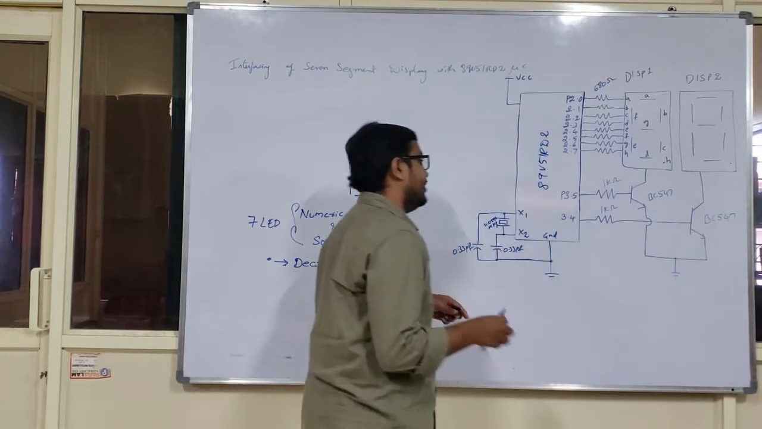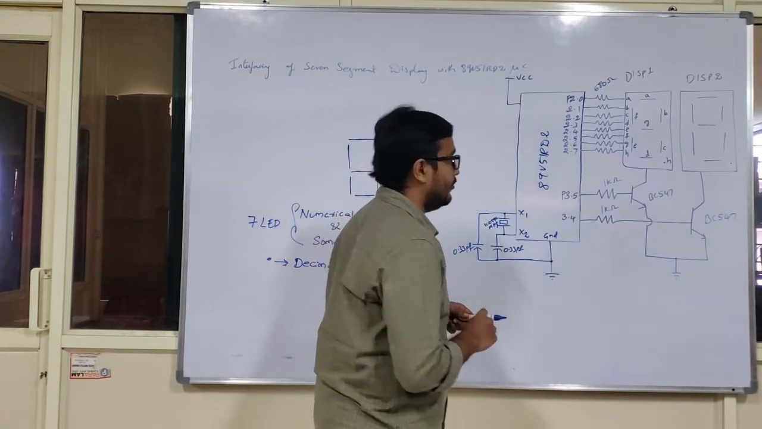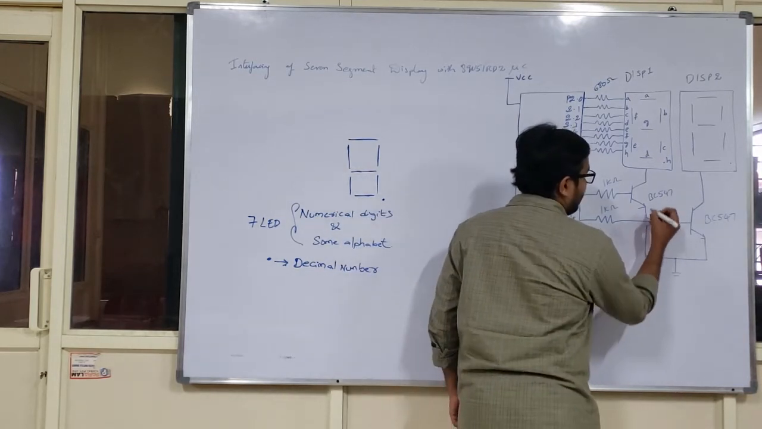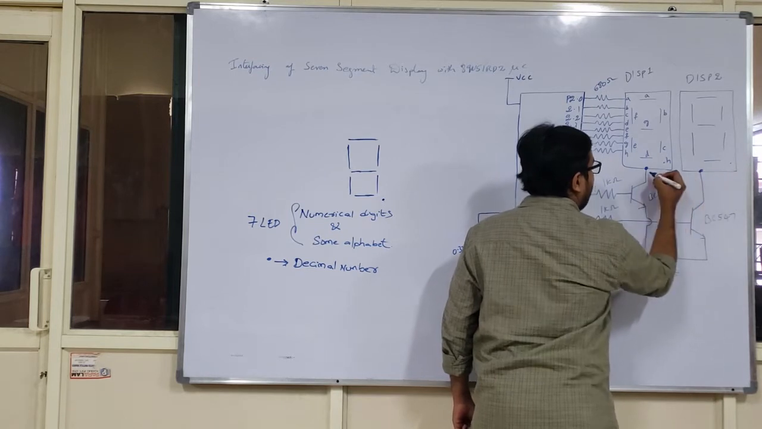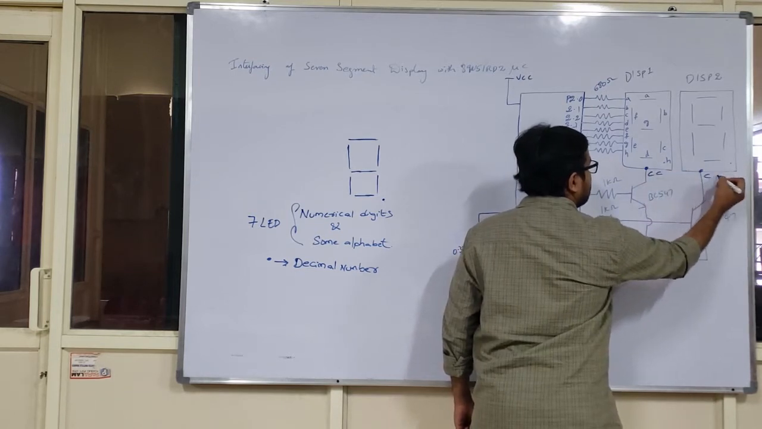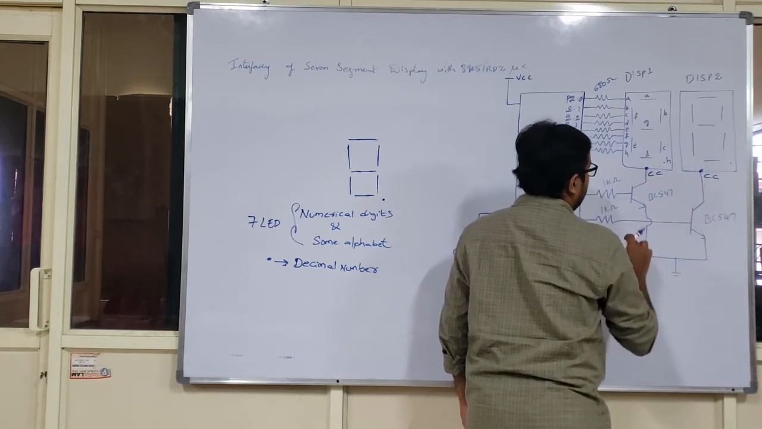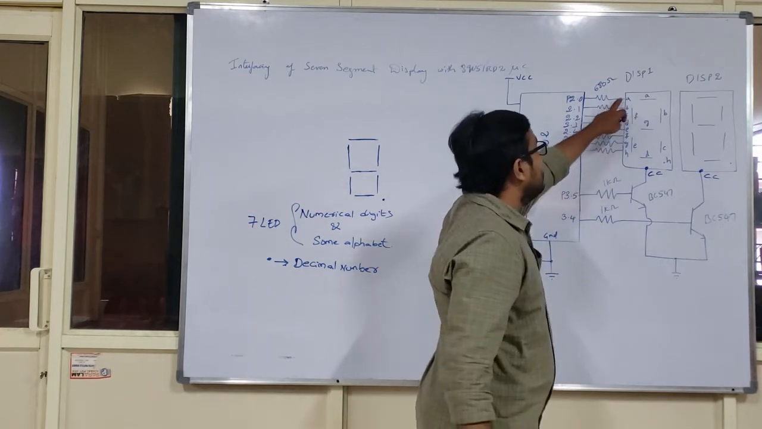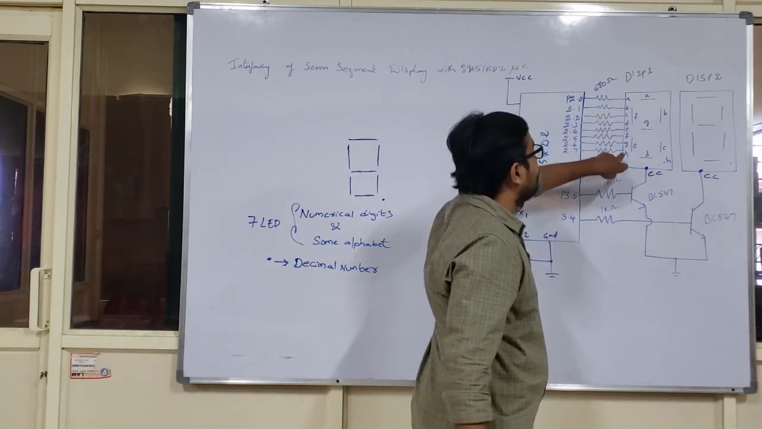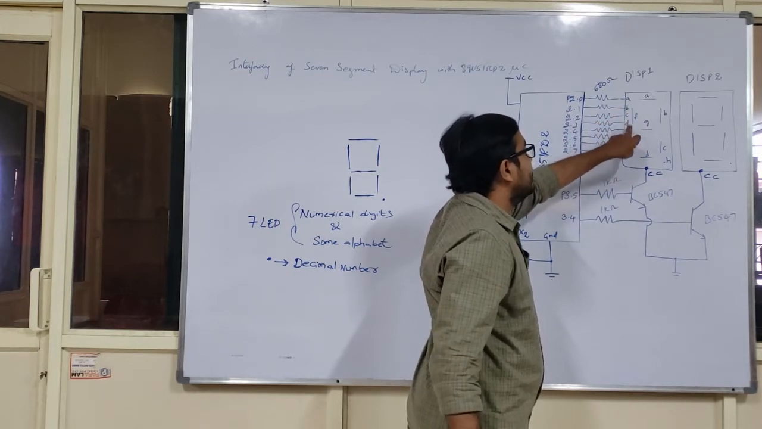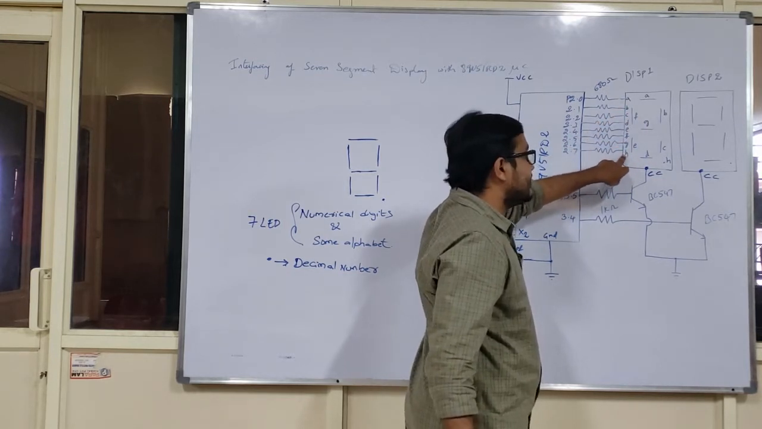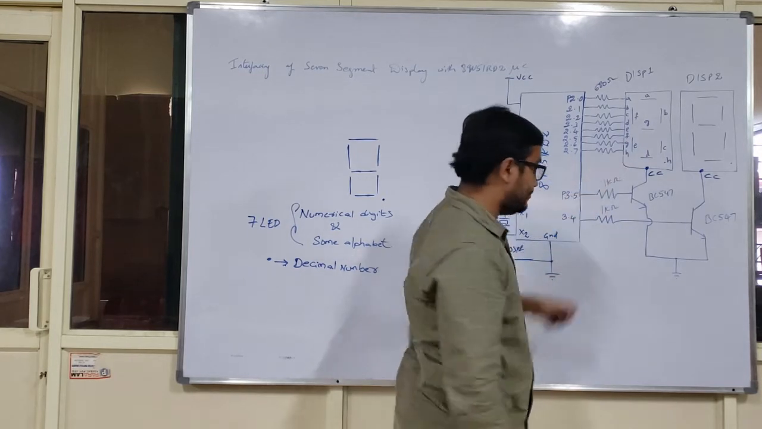It is arranged in the form of a common cathode configuration. That is, these two terminals are common cathodes, which are connected to ground. And the pins that you are able to see here are 8 pins: A, B, C, D, E, F, G, H. These 8 pins are acting as anodes.